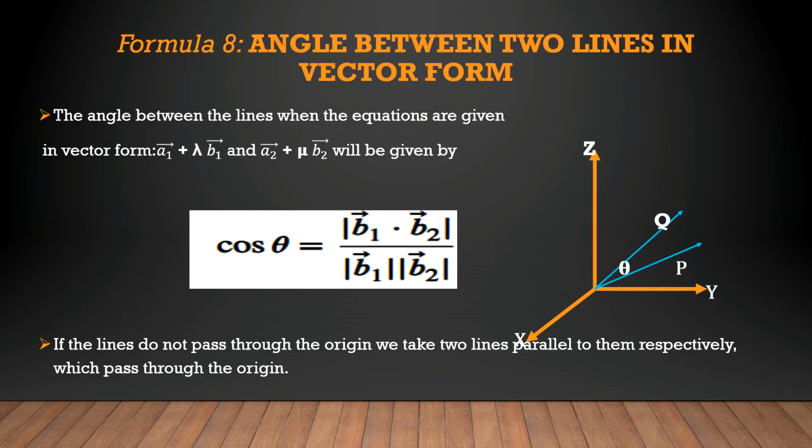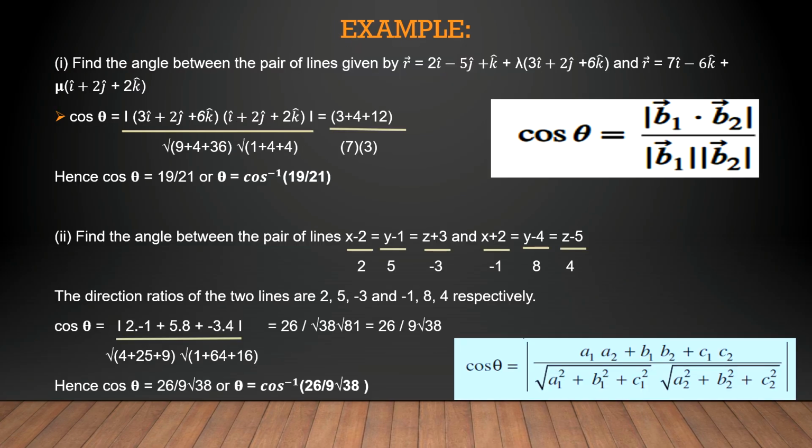Now suppose you want to find the angle between two lines in vector form, then how will you find it out? Suppose the two lines are A1 plus lambda B1 and A2 plus mu B2. In this case, if theta is the angle between these two lines, cos theta is equal to mod of vector B1 dot vector B2 upon magnitude of vector B1 into magnitude of vector B2. Obviously, if the lines do not pass through the origin, then we take two parallel lines to them which pass through the origin.